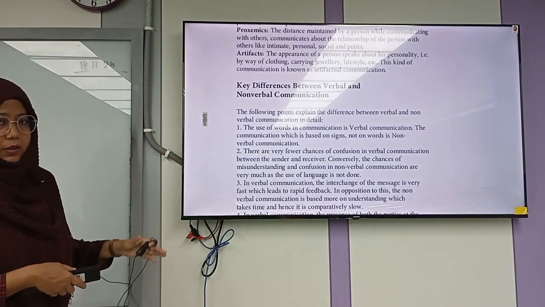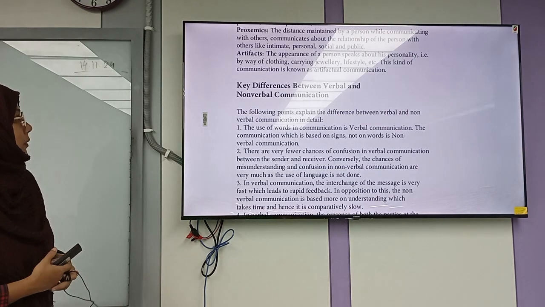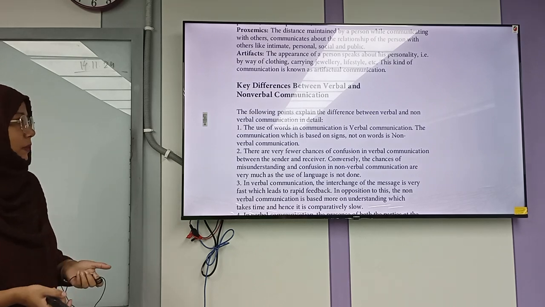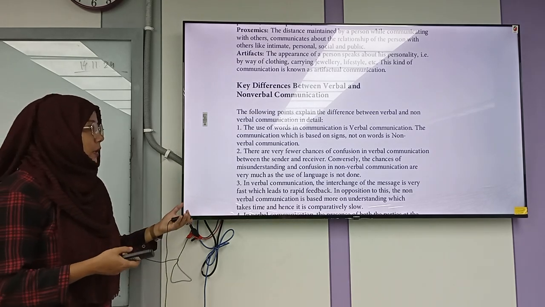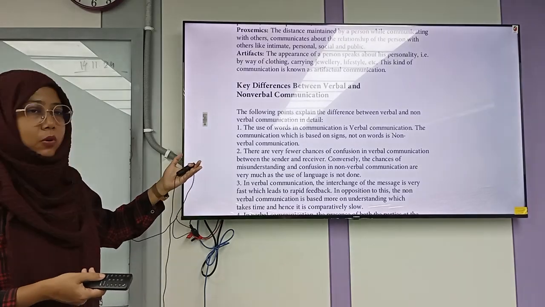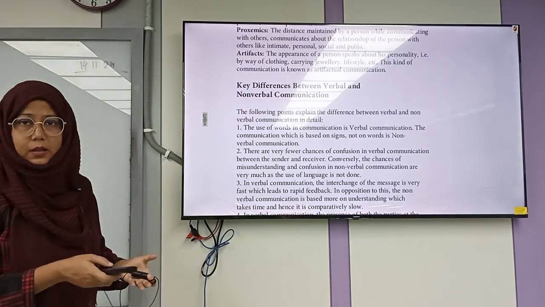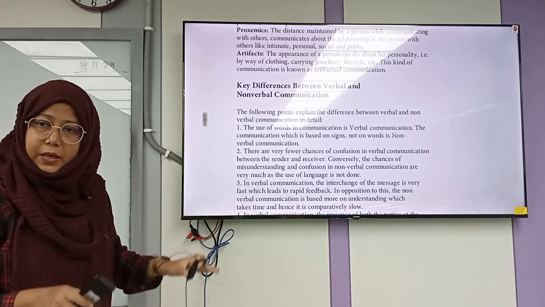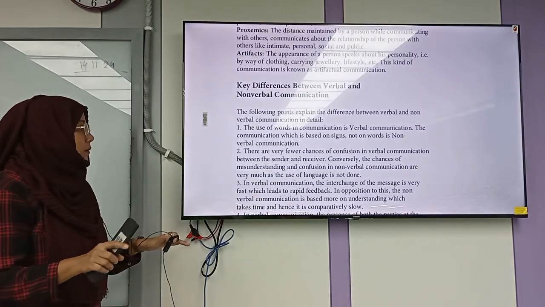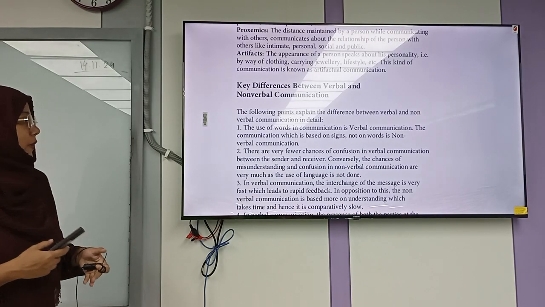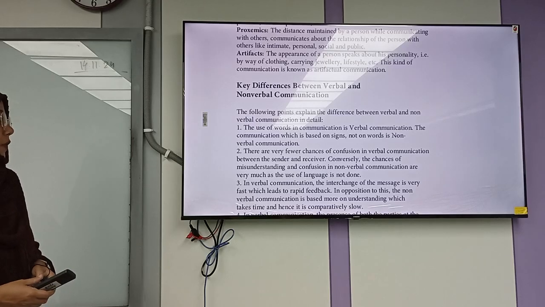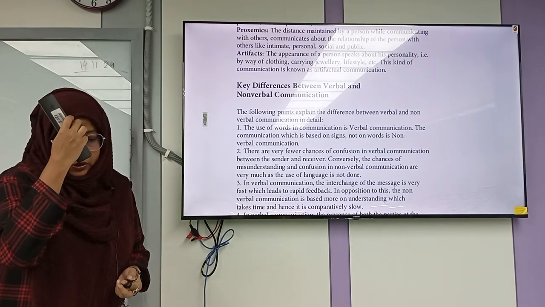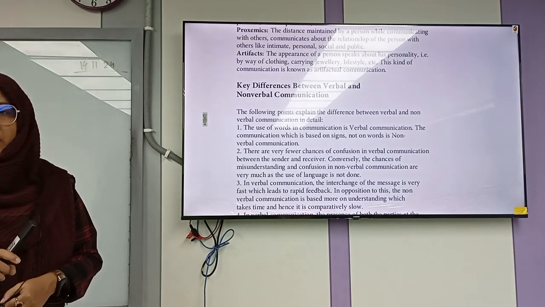So now comes the main question: the difference between verbal and non-verbal communication. Number one, the use of words in communication is verbal, and communication which is based on signs, not words, is non-verbal. Very easy, right? Words are used in one and not in the other. This is a main difference. Number two, there are very few chances of confusion in verbal communication between the sender and receiver. I mean, the confusion level is very low in verbal communication.